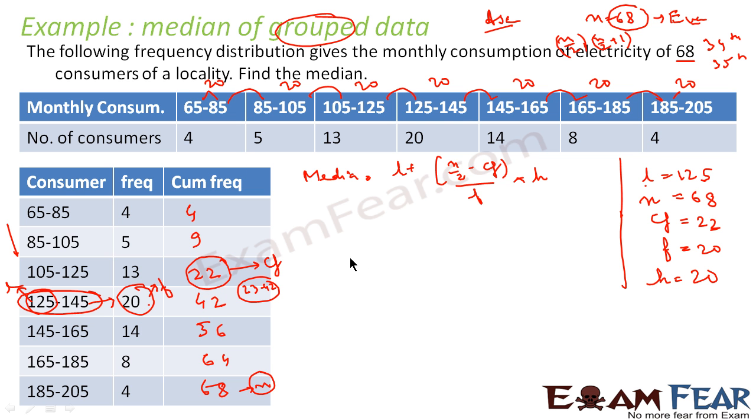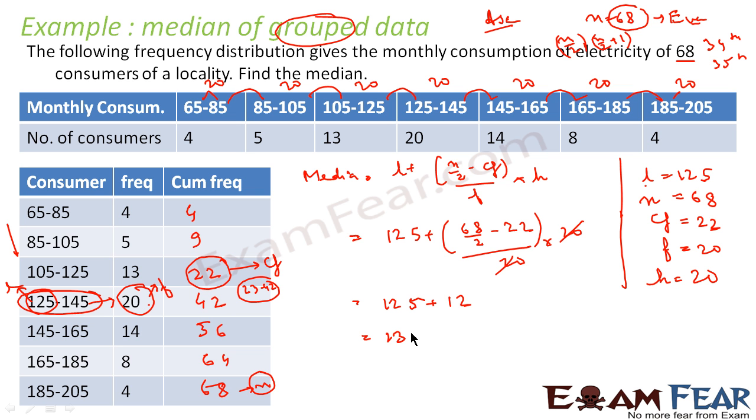So let me put the values here. This becomes 125 plus (68/2 minus CF, which is 22) by F, which is 20, into H, that is 20. Cancel. So this becomes 125 plus, this becomes 34. 34 minus 22 is 12. And this is 12. This comes out to be 137. So the monthly consumption of electricity is 137 units. And this is the median.